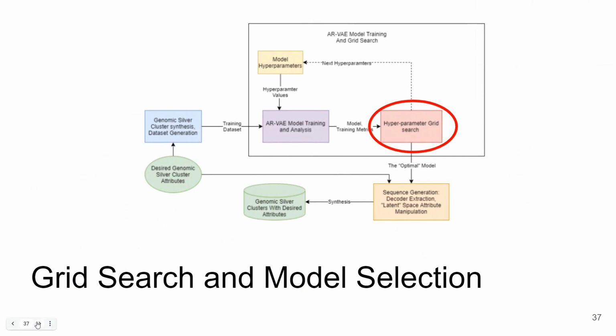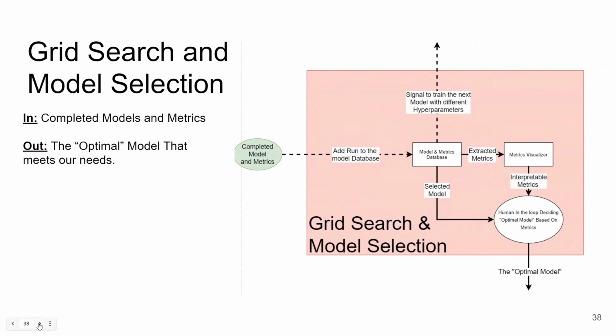So moving forward here, finally, let's talk about the grid search. Essentially what the grid search does is we take in all of the models and we take in all of the metrics. So after every single model gets trained, we throw it into the model and metric database. And then we pass those into a visualizer, which lets us look at the metrics as humans and figure out what model is the best. And then from that, we can select the optimal model to use as our generative model that we're actually going to be using to design those DNA sequences.